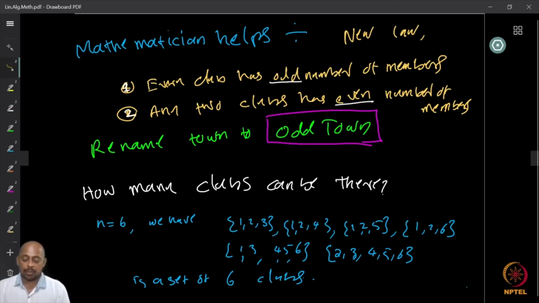Then 1, 2, 4, 1, 2, 5, 1, 2, 6. Then 1, 3, 4, 5, 6, and 2, 3, 4, 5, 6. So these are all odd numbered clubs: 3, 3, 3, 3, and 5, 5, right? So the first rule is satisfied.